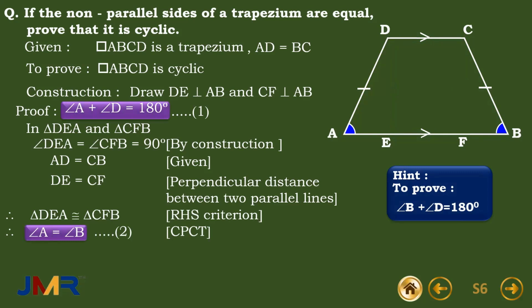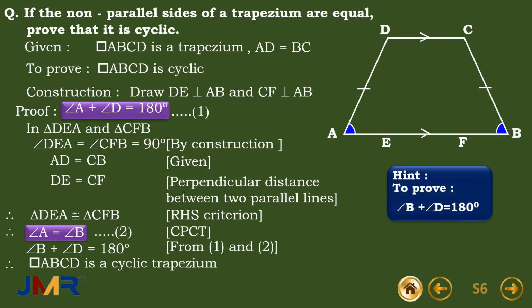Now I got angle A is equal to angle B. In place of angle A, I can substitute angle B. Once I have substituted, I get angle B plus angle D is equal to 180 degrees. That means a pair of opposite angles are supplementary. If a pair of opposite angles of this quadrilateral add to 180 degrees, then definitely it is cyclic. So ABCD is a cyclic trapezium.